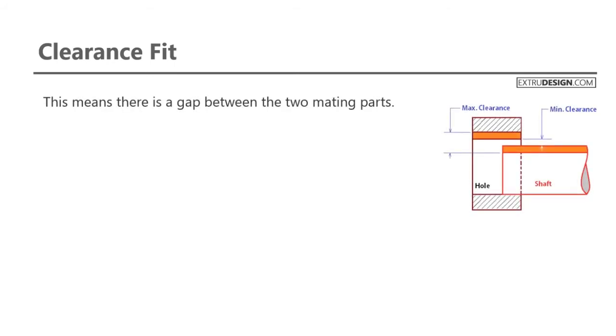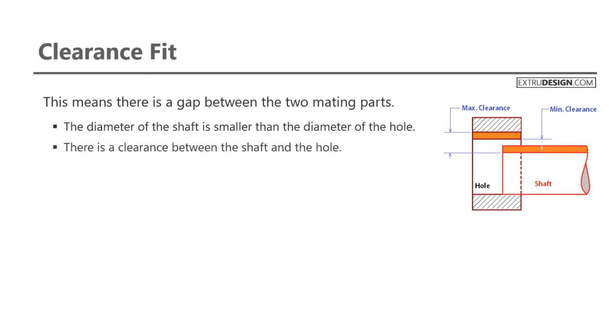This means there is a gap between the two mating parts. For example, take a hole and shaft. When they are mating, there must be a gap between these two mating parts as shown in the figure. The diameter of the shaft is smaller than the diameter of the hole. There is a clearance between the shaft and the hole. Hence, the shaft can easily slide into the hole.